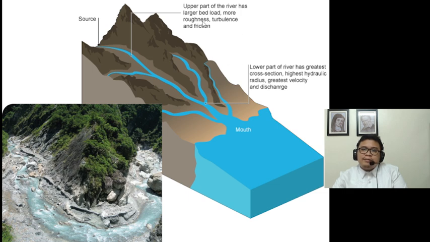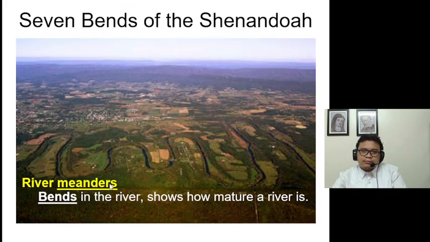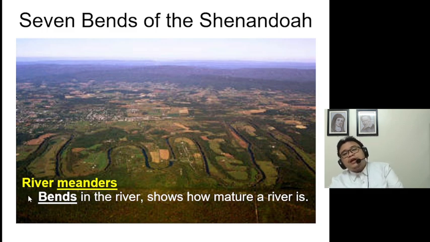The upper part of the river has the largest bed load, more roughness, turbulence, and friction. But the lower part has the greatest cross section, highest hydraulic radius, and greatest velocity and discharge. As you can see here in the seven bends of the Shenandoah, which are typically called river meanders, these bends show how mature a river is. So the more river meanders you can see, the more mature the river is. That's how we typically identify if a river is mature, young, or very old.